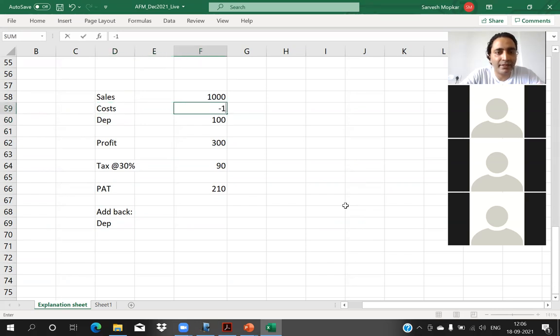Let us use signs so that you don't get confused. Minus 600, minus 100. Okay? So profit will be the summation of this, or you can also do Alt equal to. Okay? The profit is 300. In tax also I use the minus sign. So it will be 300 minus 90, 210. Add back. Add back means the minus 100 here will be plus 100. So what will be your CFAT? Cash flow after tax will be 310.